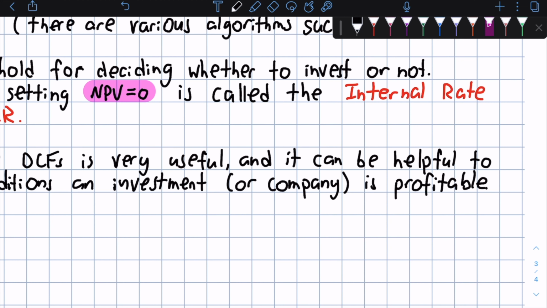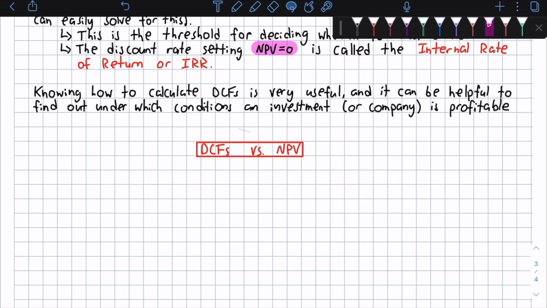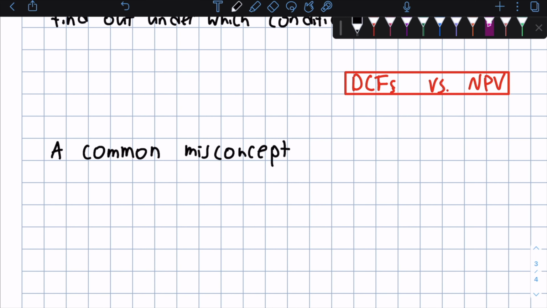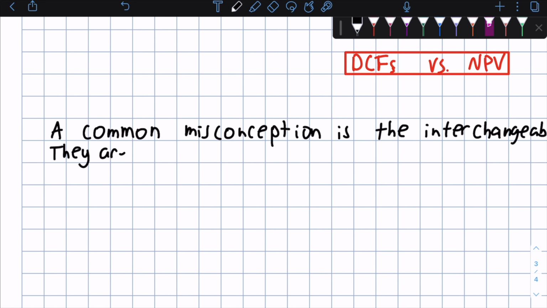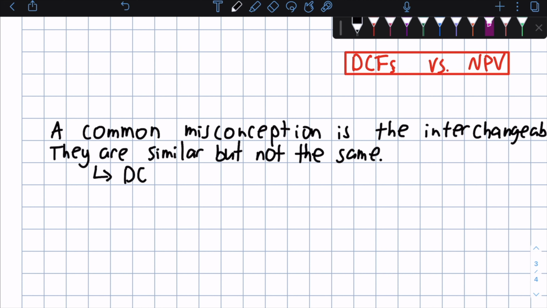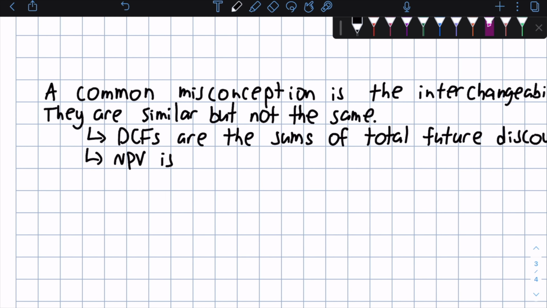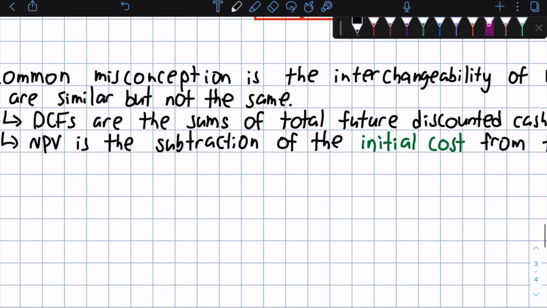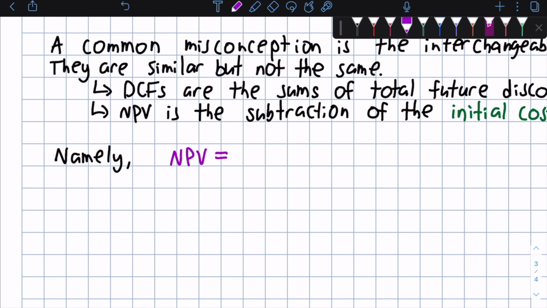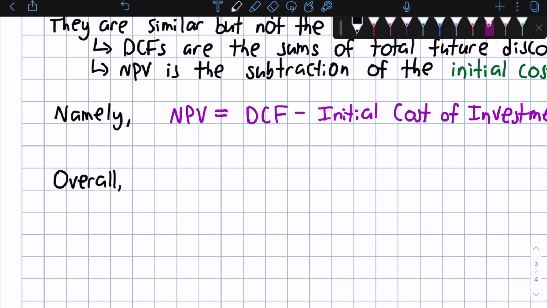So now let's take a look at what we talked about before, which is DCFs versus the net present value. A common misconception that we hear a lot is the interchangeability of DCF and NPV. They are similar, but they're actually not the same thing. DCFs are the sums of total future discounted cash flows as we've discussed, and the NPV is the subtraction of the initial cost from that DCF figure. So here we can see it easily. NPV is equal to the DCF minus the initial cost of investment. Hence the net in front of the NPV.